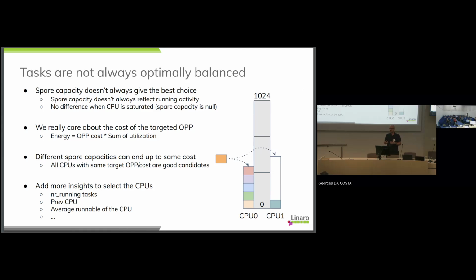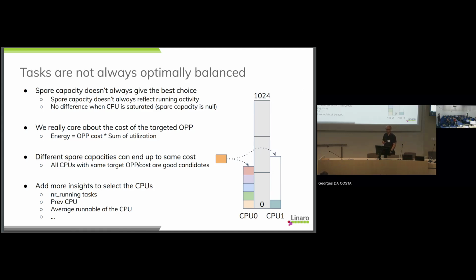So instead of just using the spare capacity, we are using the OPP and its cost to select the CPU. And when they're using the same cost, we can then use more inputs to select the right CPU, like the number of running tasks, like the average runnable. It just helps us to select the one which is lightly loaded. Yes, it's just to give some insight for that heuristic of the spare capacity.